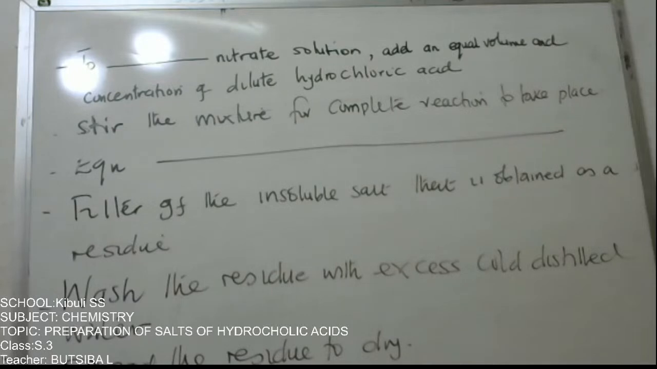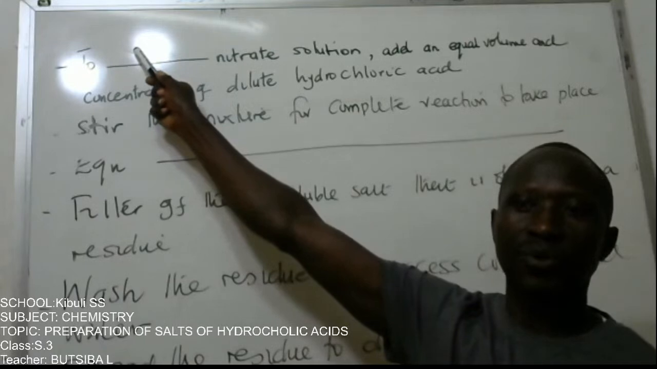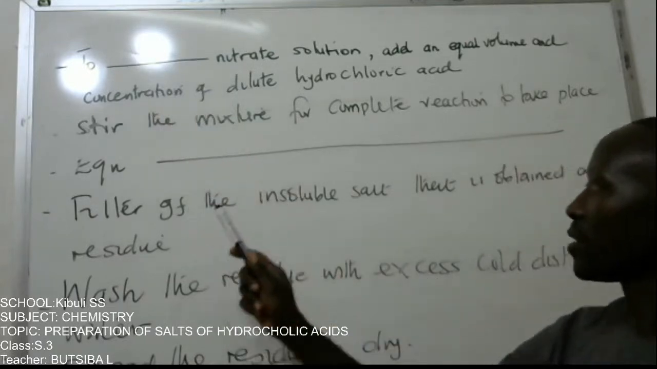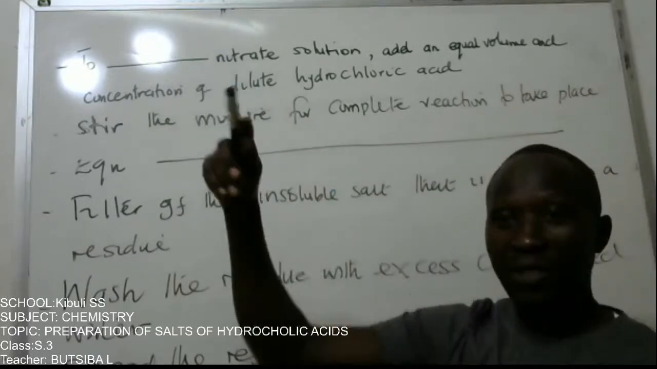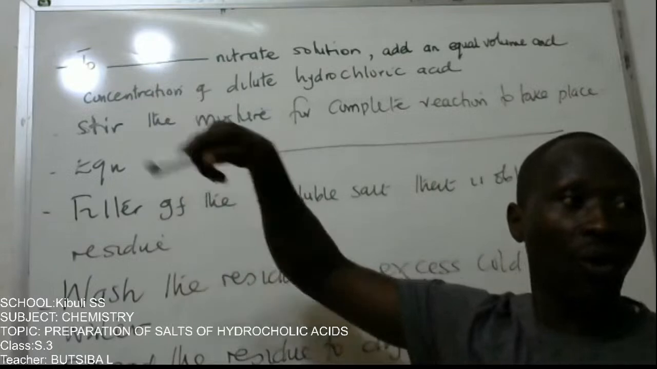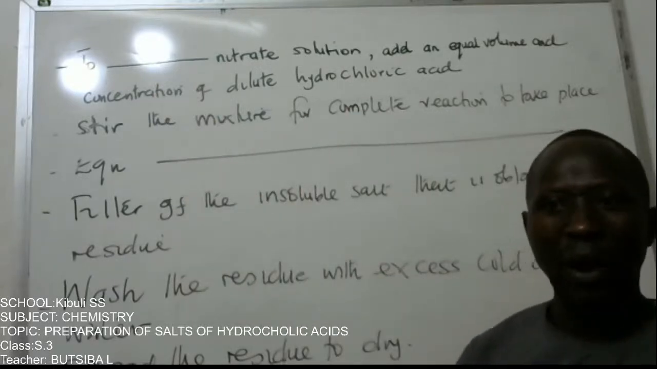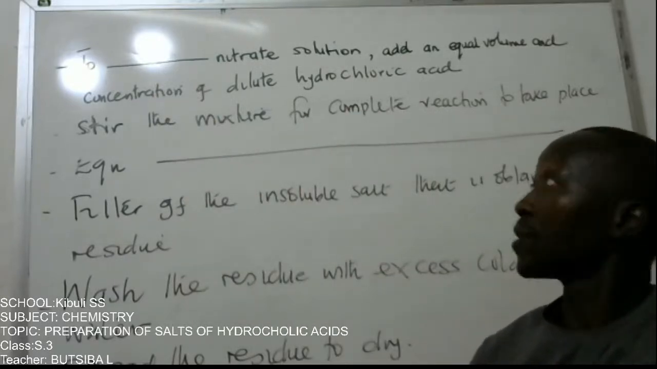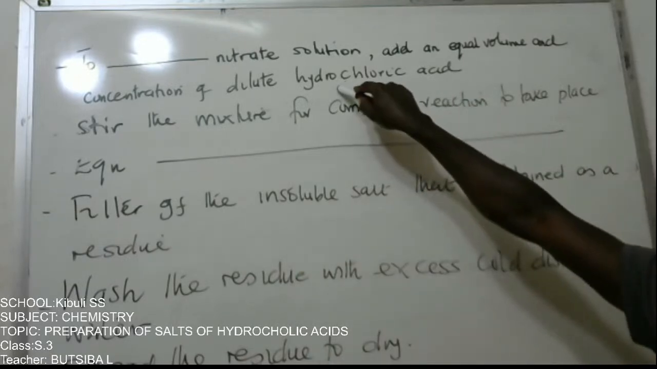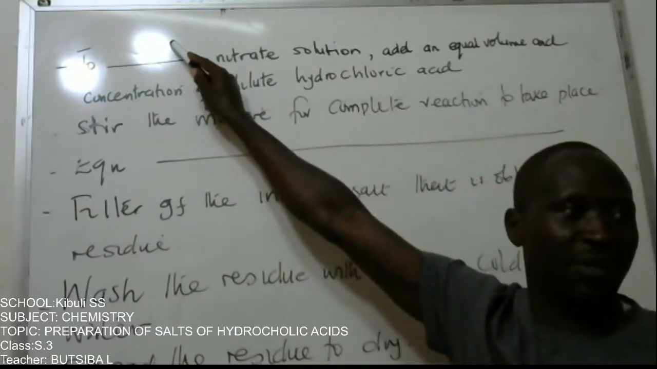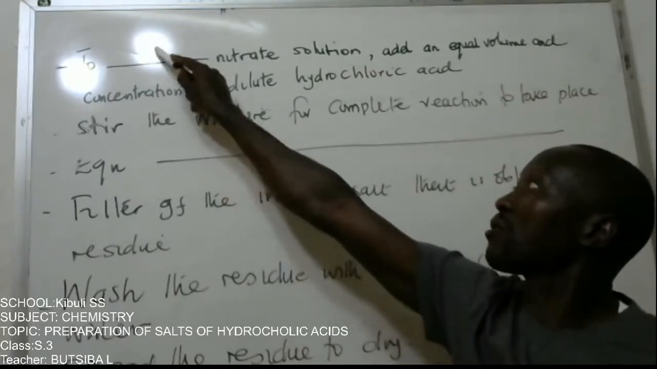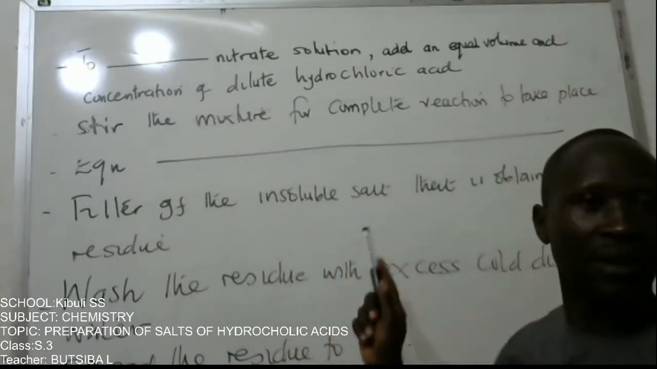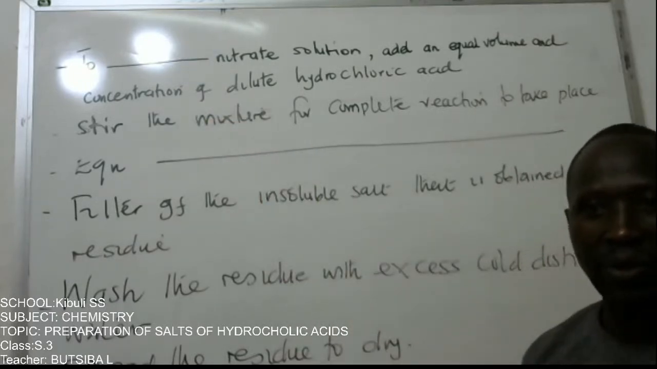So if I want lead 2 chloride, what do I put here? Lead 2. And I can write the equation. If I want silver chloride, silver nitrate. And those are only 2. Either lead 2 nitrate or silver nitrate. If I want a sulfate, what happens? This one becomes sulfuric what? Acid. I can put barium nitrate, barium sulfate. I can put lead nitrate, lead sulfate. I can put calcium nitrate, calcium sulfate. So these are the basic principles that we do use.